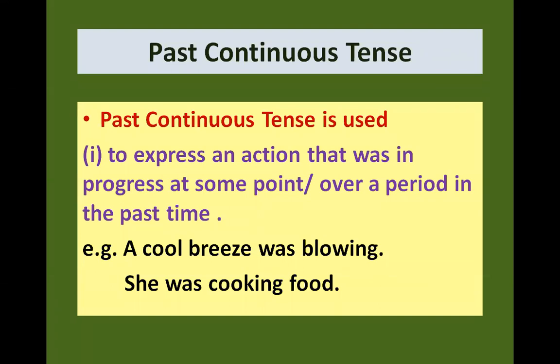A cool breeze was blowing. She was cooking food. So that way past continuous tense हम कब यूज करते हैं, जब हमें किसी पास्ट की किसी घटना को जो उस पर्टिकुलर एक टाइम पे वो घट रहा था, राइट. He was writing a letter at 7 a.m. yesterday. He was reading a novel in the morning. It was raining all the afternoon, right? So this way, some point in the past when the work was going on.